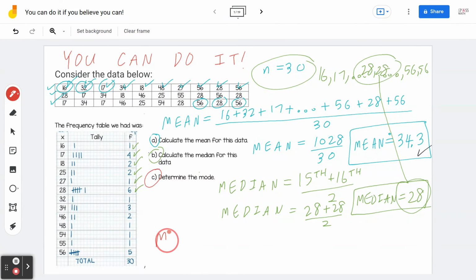Determine the mode. Mode just means the number you see the most frequently. And the good news is because you've formed the frequency table, you basically look at this column and find the largest number. And the largest number here is going to be 6. So what that means is you're going to get the number 28 6 times. So it'll be 28, 28, 28, 28, 28, 28. And because 28 is the number that you see the most frequently, therefore the mode is going to be 28.